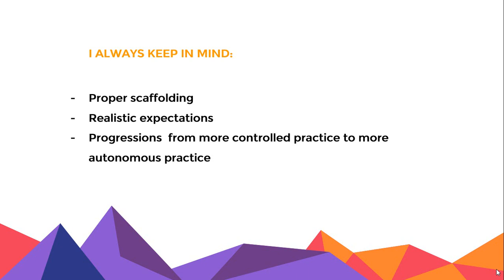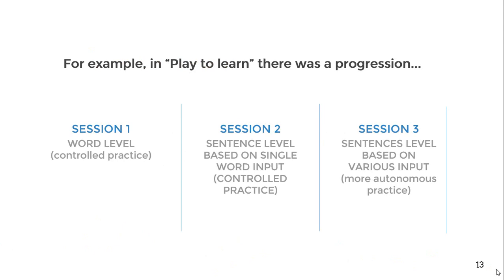And I also think about a progression from a more controlled practice to a more autonomous practice. So I took that principle as a basis of my whole course, and I also take that principle into account every time I have to plan one of the classes. So for example, in Play to Learn, right, in the whole course, there was a progression from session 1, where students just worked at word level and it was really controlled practice. Session 2, they had to start working at sentence level and the activity was quite controlled as well.